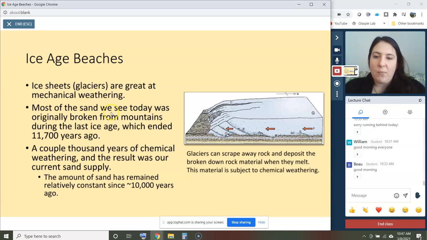So much of the sand that we see today was originally broken down from mountains during the last ice age, and that ended a little over 11,000 years ago. And then there were a couple thousand years of chemical weathering, and the result is our current supply of sand, which has remained relatively constant since about 10,000 years ago.